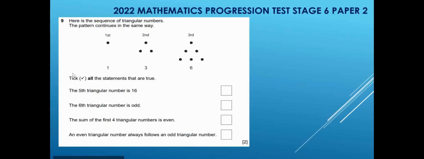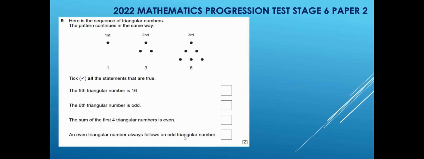Question 9. Here's the sequence of the triangular numbers. The pattern continues in the same way. First pattern 1, second pattern 3, third pattern 6. Take all statements that are true. The fifth triangular number is 16. The sixth triangular number is odd. The sum of the first 4 triangular numbers is even. An even triangular number always follows an odd triangular number.